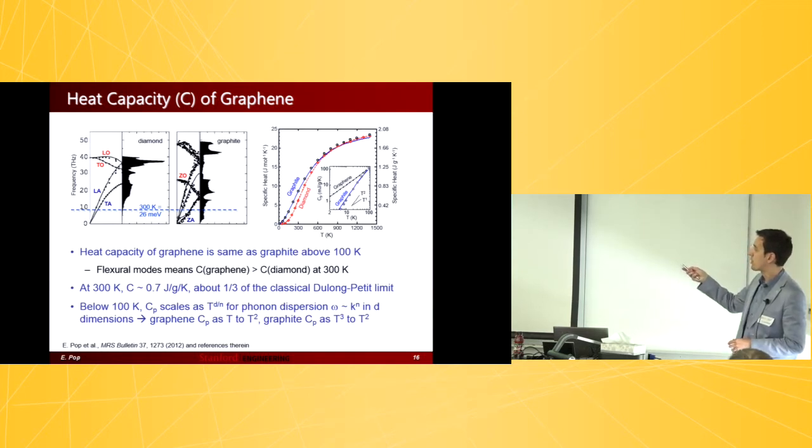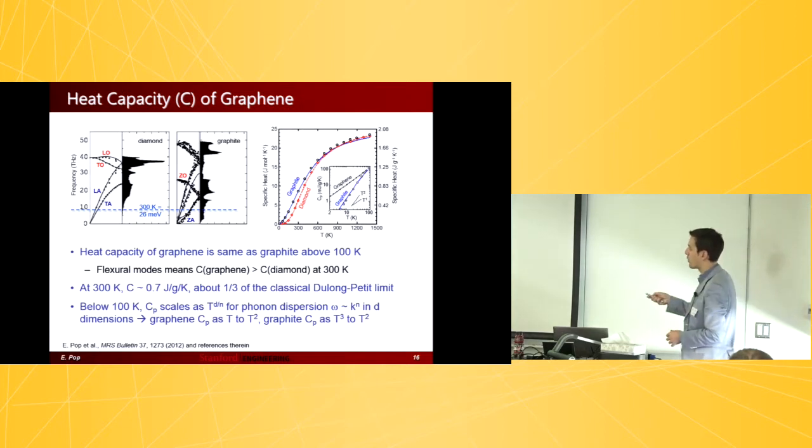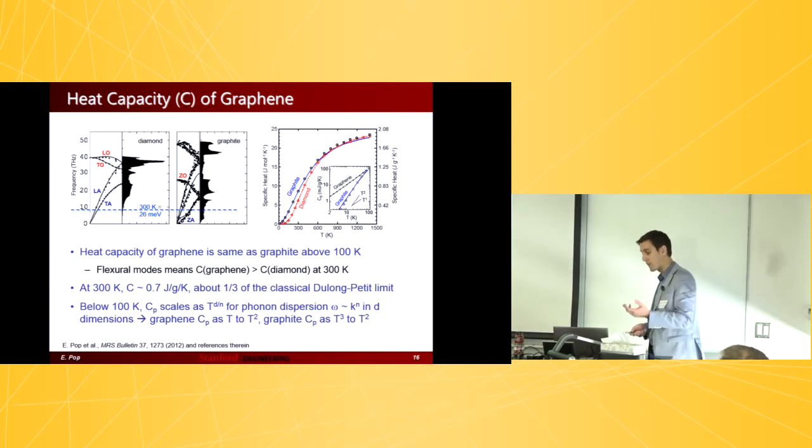At sufficiently high temperature, all the heat capacities essentially approach what is known as the classical Dulong-Petit limit. Of course, graphene and diamond really become classical only at temperatures above about 1,000 degrees Kelvin.